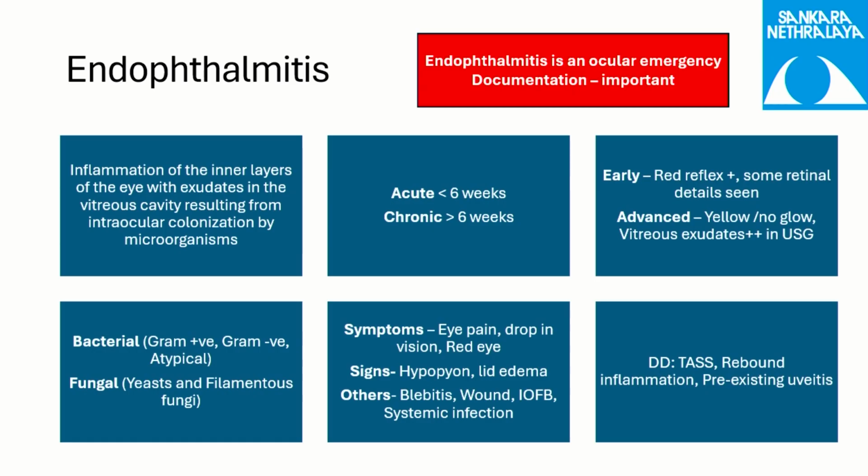Okay. So we call it acute when the onset is less than 6 weeks, chronic more than 6 weeks. Acute and chronic differs from early versus late infection. In early infection, we mean it's still a milder form of infection where we might see hypopyon or no, but the fundal glow is still slightly visible. Some retinal details we might be seeing. Whereas in advanced disease, we describe the typical yellow glow or no glow. None of the retinal details are seen, only PL vision, and ultrasound shows plenty of vit exudates.